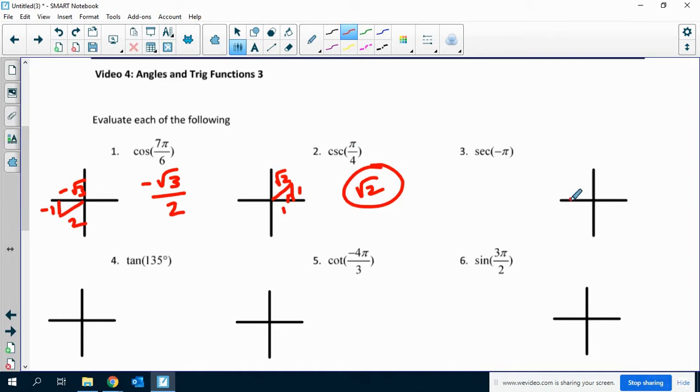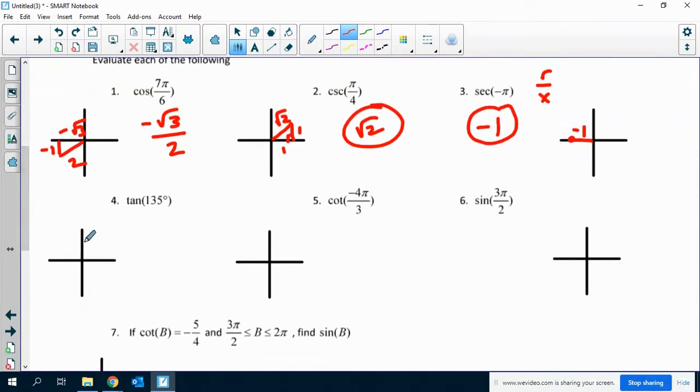Secant of negative pi, so we have a quadrantal angle, so this is going to be on the axis. So secant is r over x, and if I look at the radius, it's exactly the same length as x, except x we can treat as a negative, and the radius we never do. So that means that we have 1 divided by -1, which is -1.